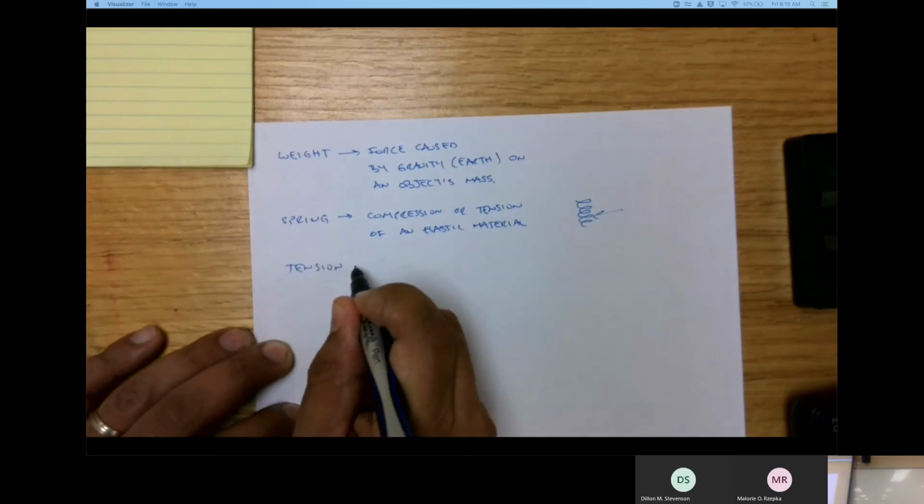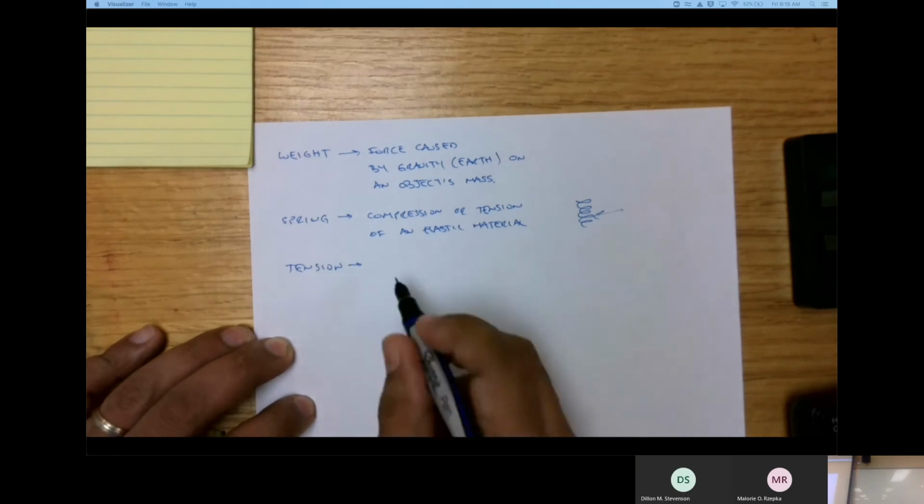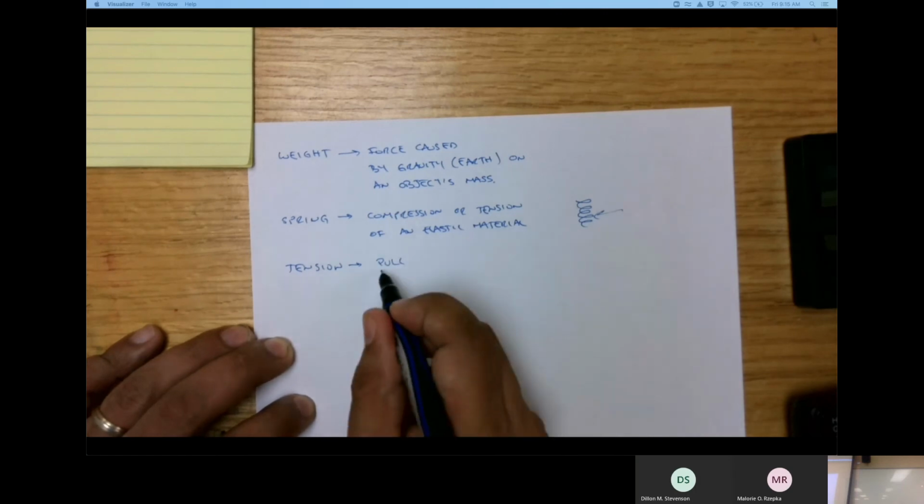Okay, tension. Tension is kind of weird. This is always going to be a pull force. It's always going to pull you, and it's caused by a string or a rope.